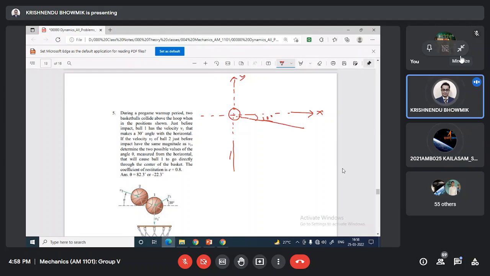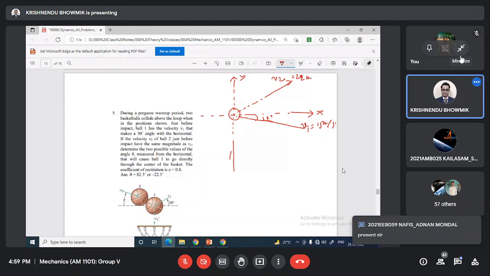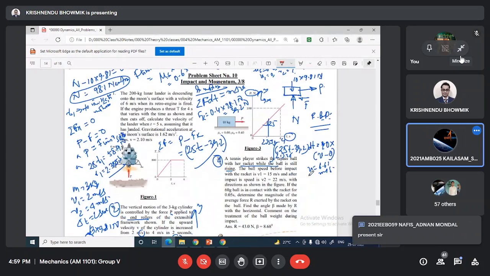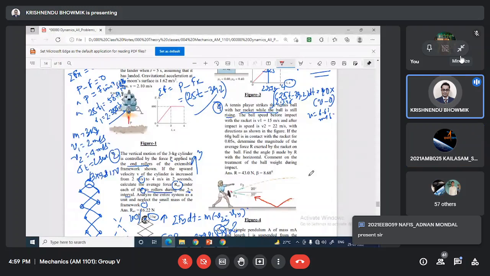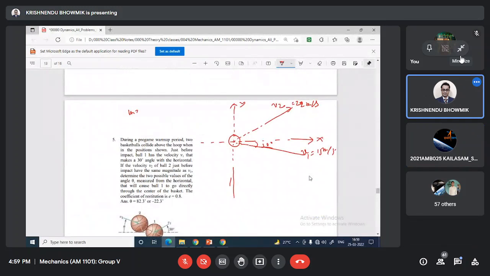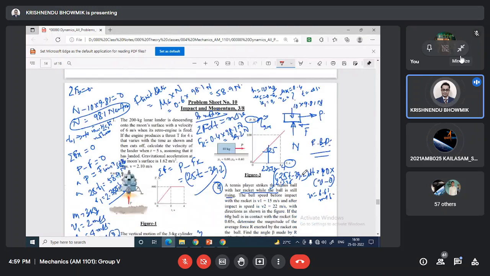This is 10 degree. So v1 is 15 meter per second, and this one is 20 degree, v2 is 22 meter per second. And mass is 60 gram. Here G stands for gram only.